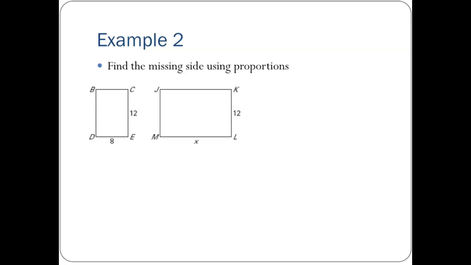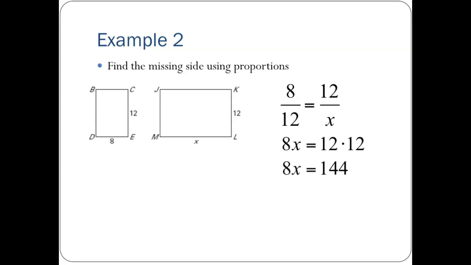Now, 8 on the first rectangle, DE here, is going to be corresponding to KL, which is 12. So 8 over 12 equals, and then the long side on each of those, so CE corresponds to ML, so 12 over x. And now we can cross multiply and solve. So 8x equals 12 times 12, which is 144. Divide both sides by 8, and we get x is equal to 18.